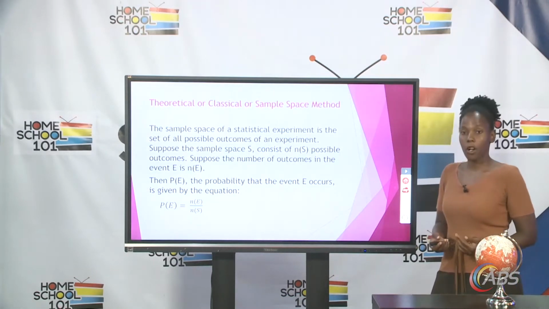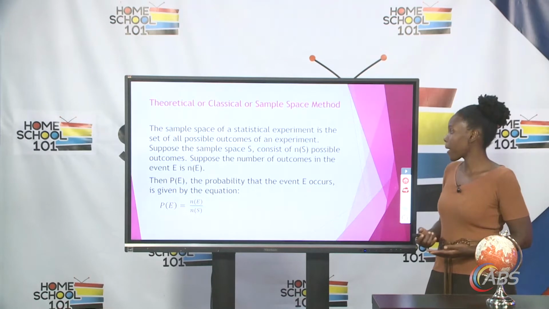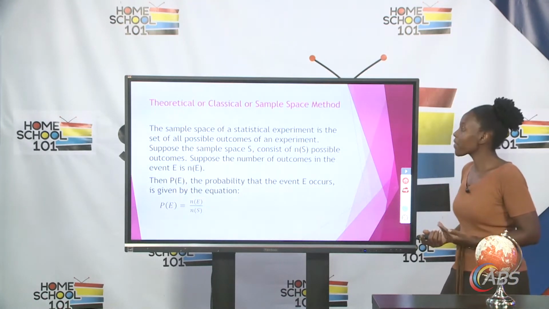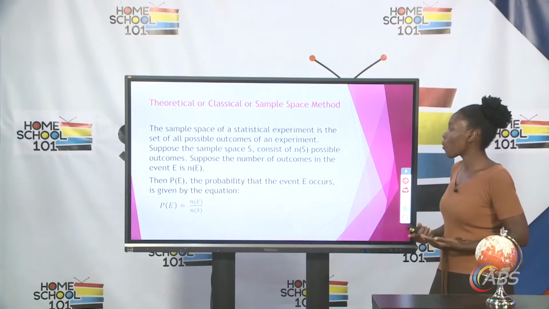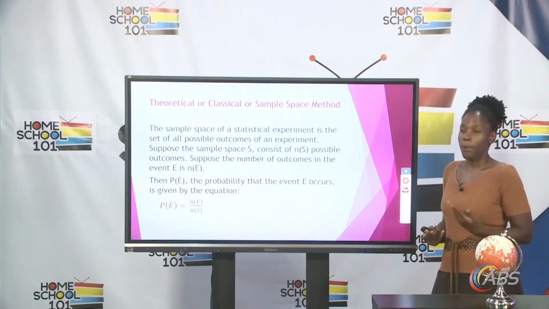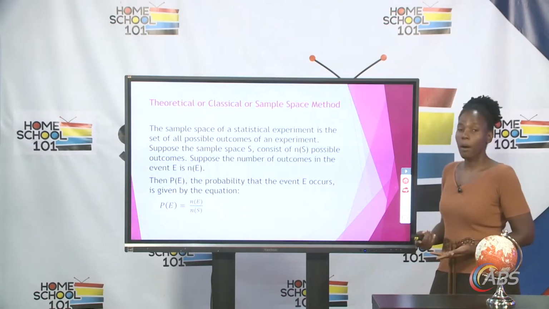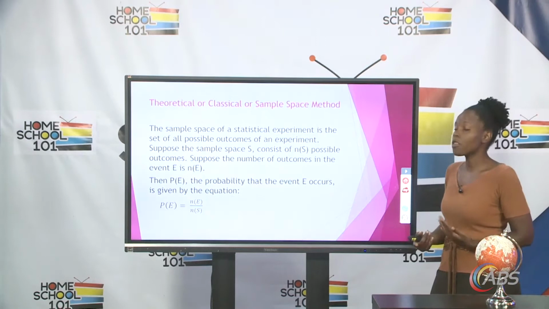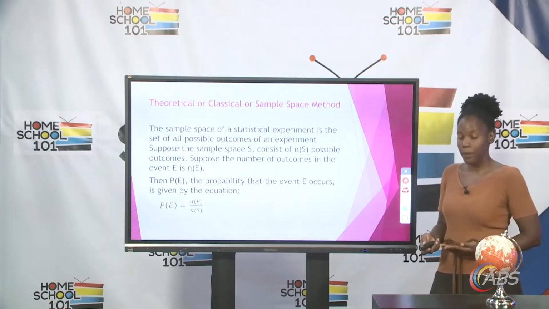The theoretical, or classical, or sample space method. The sample space, as we mentioned before, refers to all the possible outcomes. So in the theoretical or classical or sample space method, essentially what we look at is the possible outcomes of the event occurring divided by the total sample space. So the probability of an event is given by P(E) equals n(E), which is the number of outcomes of the event, divided by n(S), which is the sample space.